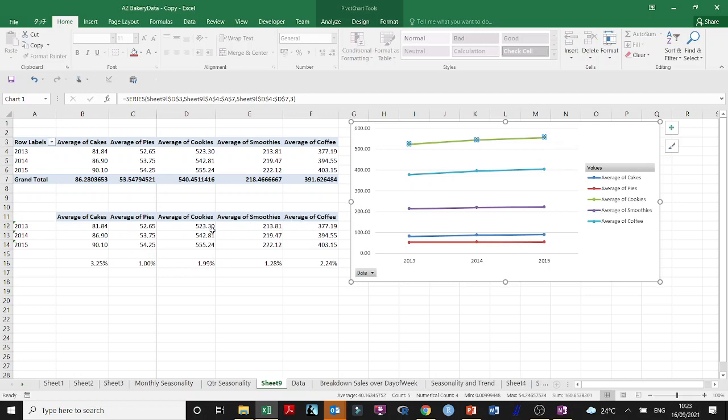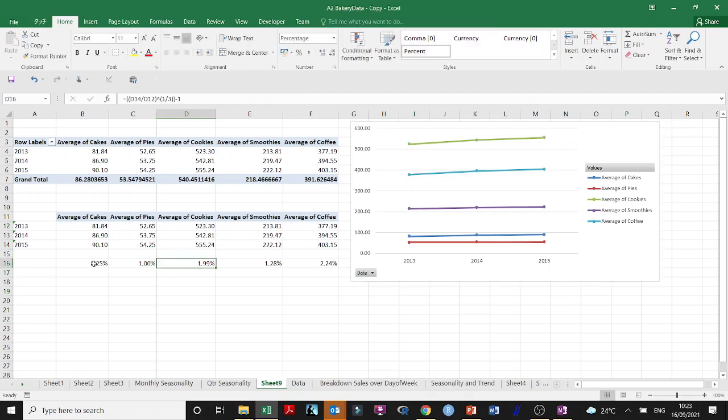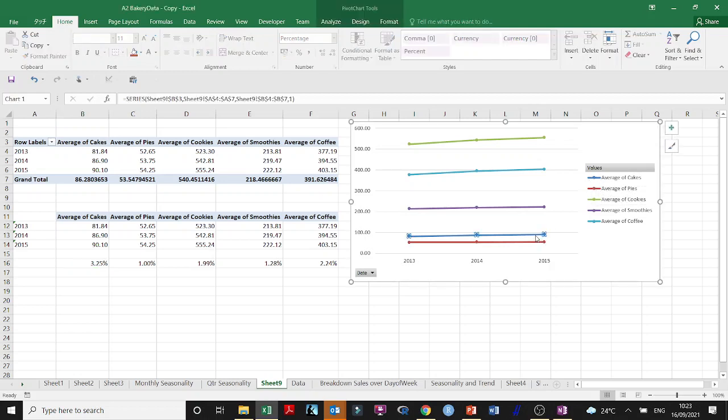Cookies, here, 1.99. Now, the highest growth comes in favor of cakes. And guess what? Cakes is here. So this one is not selling that much, but it's growing faster. We have the coffee. Coffee is also high growth, 2.24. It comes right after the cakes. So these are like stars for me.